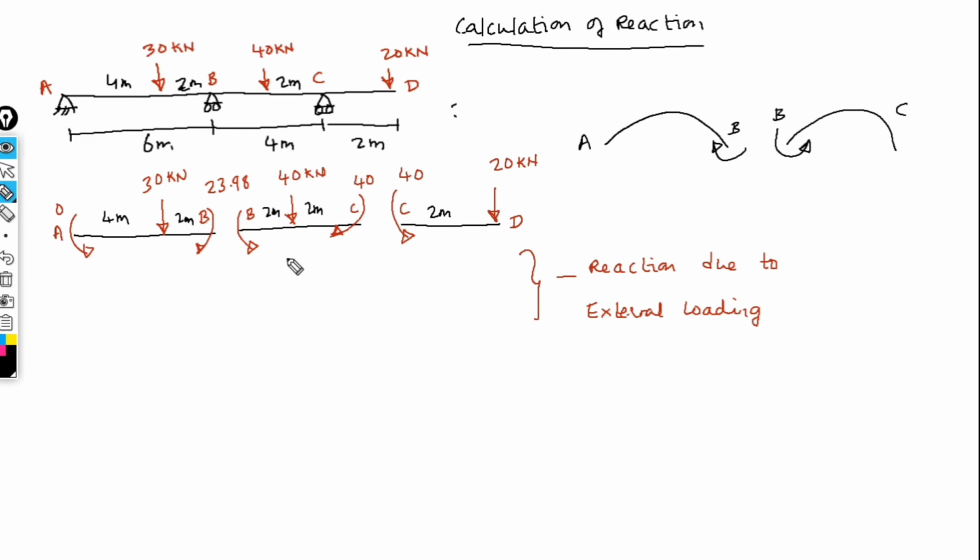Now we will see the calculation of reactions. After drawing the bending moment diagram of the continuous beam, you can switch over to the calculation of reactions. In order to calculate the reactions, you need to draw the free body diagram of AB, BC and CD. And in the free body diagram, you need to show the external load and also the end moments developed. And you see the sign convention of the end moment, it depends on the positive or negative value of the end moment.